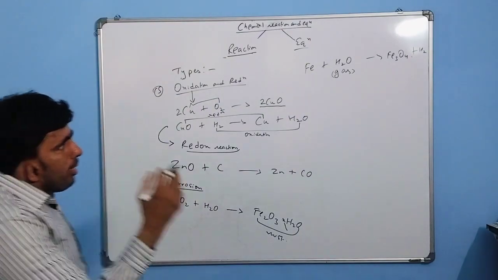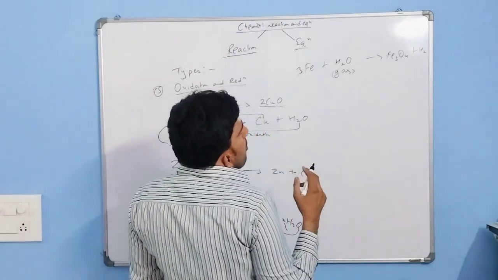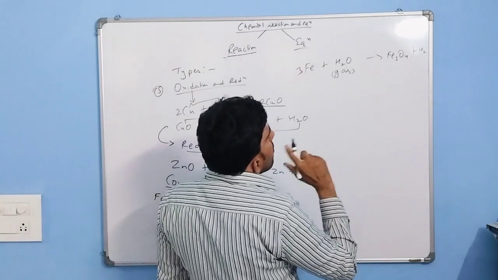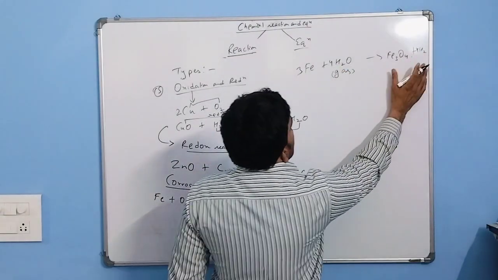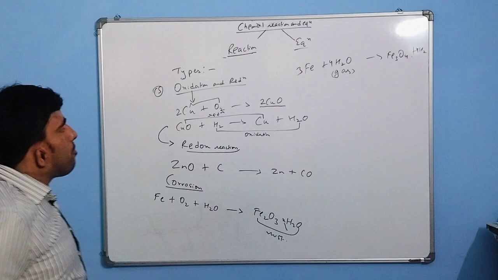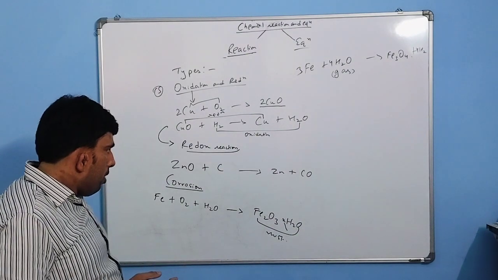Now you can balance it easily if you want. Here hydrogen is 2, but oxygen is 4. You can write 4 and 4, and that is how we are able to balance it. Fe, oxygen, and water, this is water.